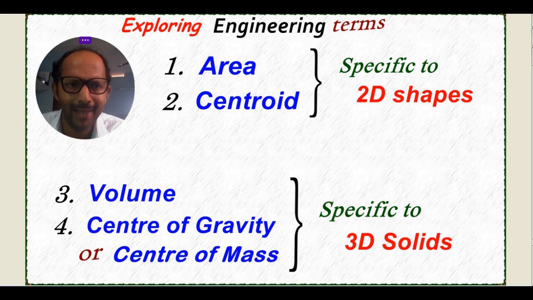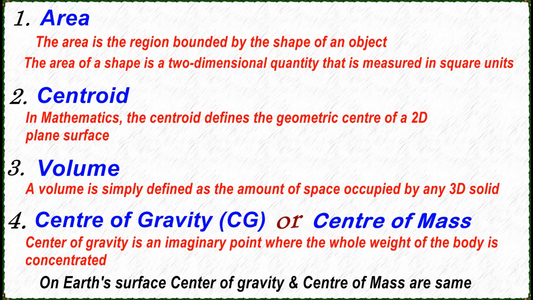Here I would like to explore these engineering terms. 1. Area. 2. Centroid. These are specific to 2D shapes. 3. Volume. 4. Center of gravity or center of mass. These are specific to 3D solids. Let's look at the definitions of these four terms.